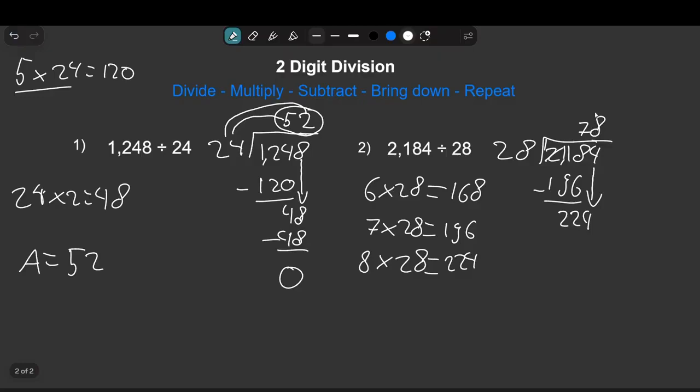So now we multiply 28 by 8. We already know what this is. It's 224. So we write it down below each other and we subtract. 4 minus 4 equals 0. 2 minus 2 equals also 0. And 2 minus 2 equals 0 again. Now for the next step we have to bring down, but we're already at the 1 spot, so we can't bring down anything. So we're done with the second example. So our final answer of the second example will be 78.